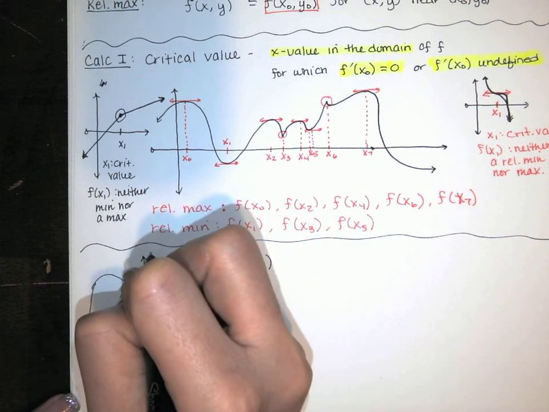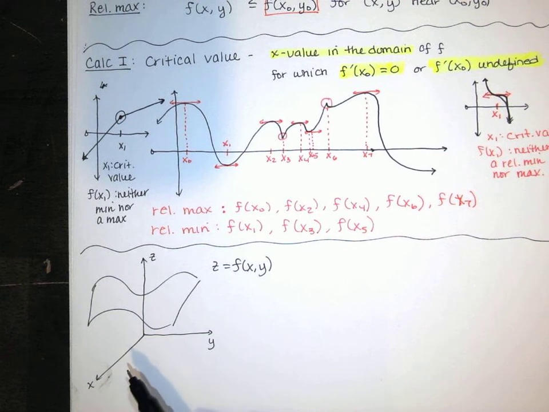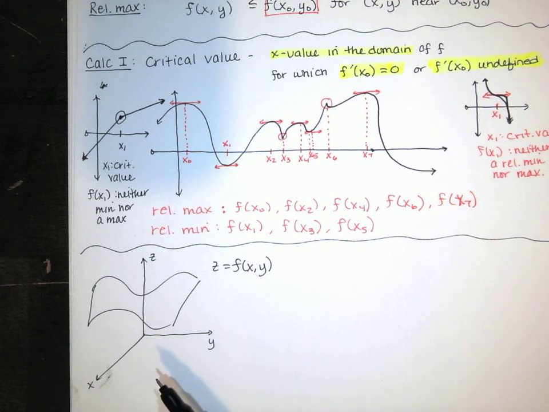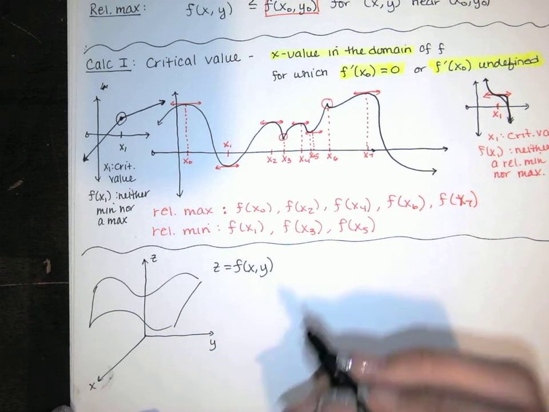The question becomes, when do we have a relative min or a max? Or where could we possibly have a relative min or a max? Well, that will happen every time we have a horizontal tangent plane. So critical values correspond typically to horizontal tangent planes or places, locations, xy pairs, where the tangent plane is not well defined.